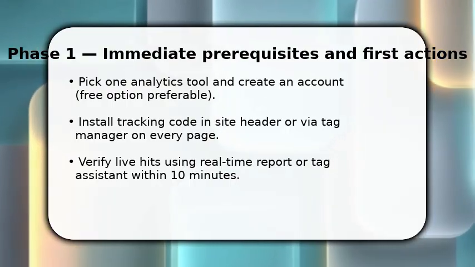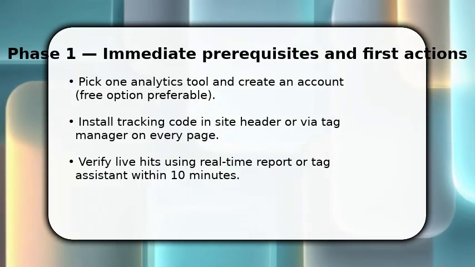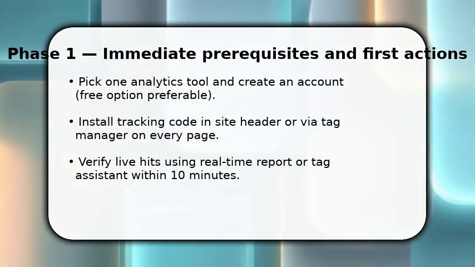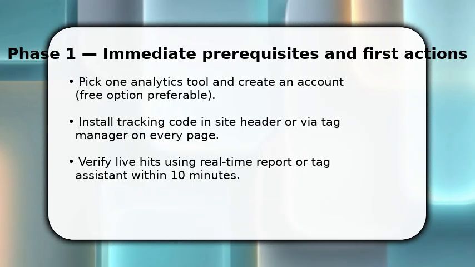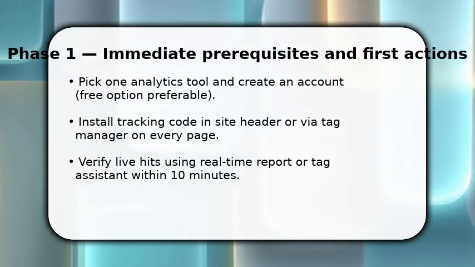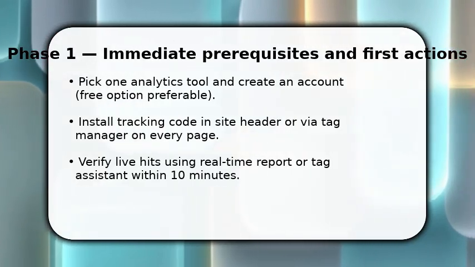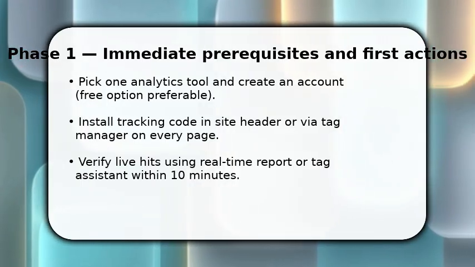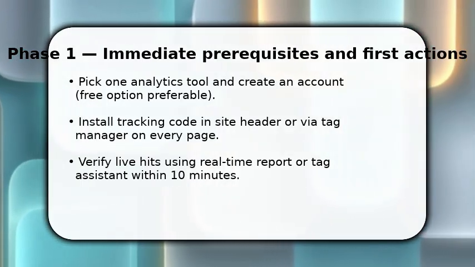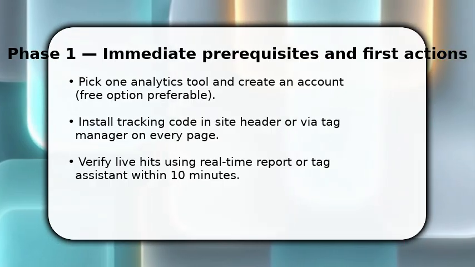You start by picking an analytics tool and creating an account. Choose the simplest one you can manage. Next, add the tracking snippet into the site header or via your tag manager so every page sends data. Once done, open the tool's real-time view to confirm hits, watch for your visit or a test event.